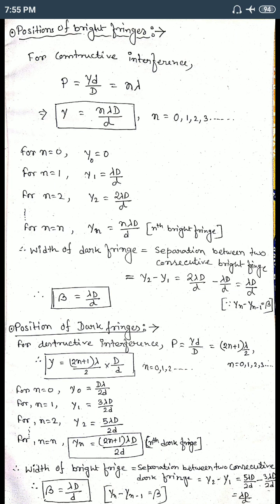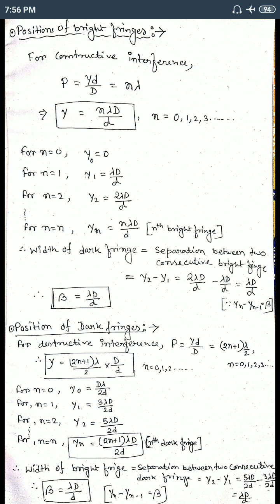The width of the fringe will be the same, that is λD by d, and yn minus y(n-1) equals beta. As beta is independent of n, the order of the fringe, first order, second order, third order, however many fringes you get, we can say that all fringes are of equal width, because for both cases we get the same value.